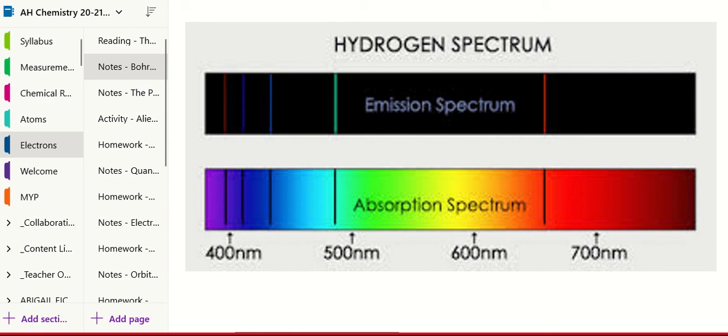So, I would draw this. I'm going to turn off all the lights. I know that it's going to be hard to draw, but you really want to think about the lines in the emission spectrum and the lines in the absorption spectrum. This is going to stay on OneNote, so you can always go back and look at it.